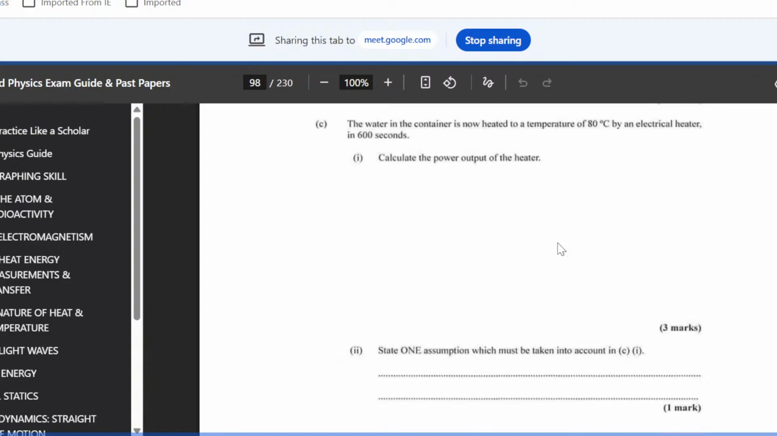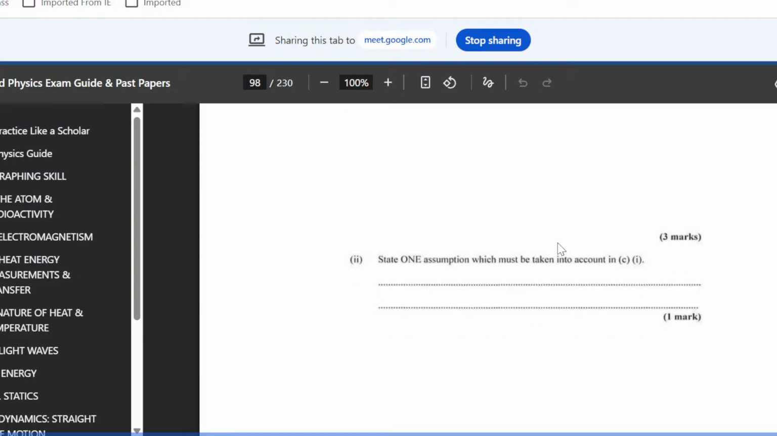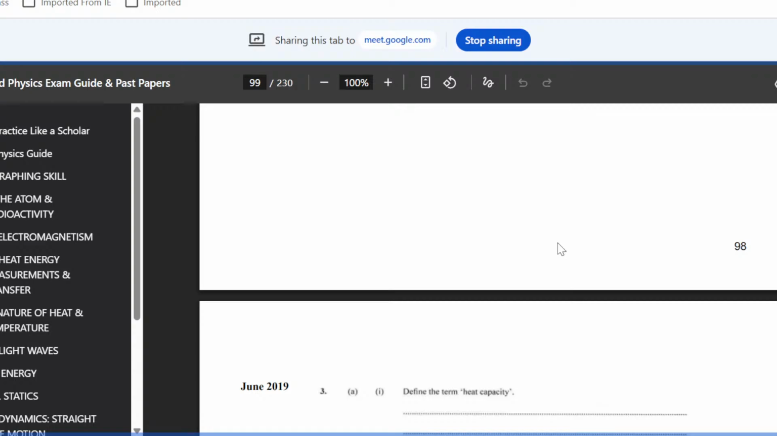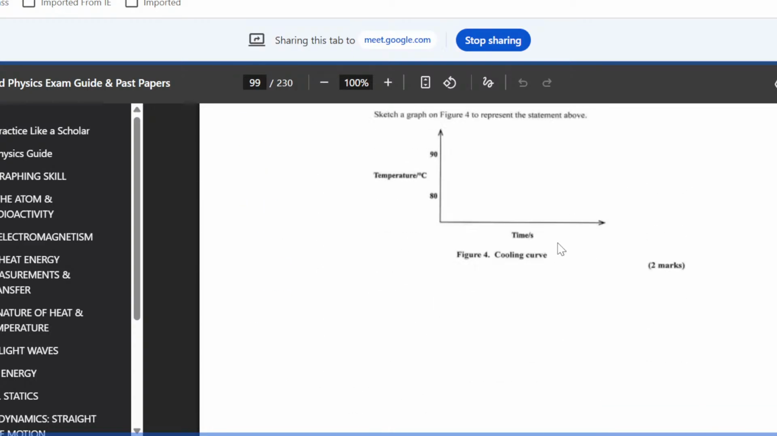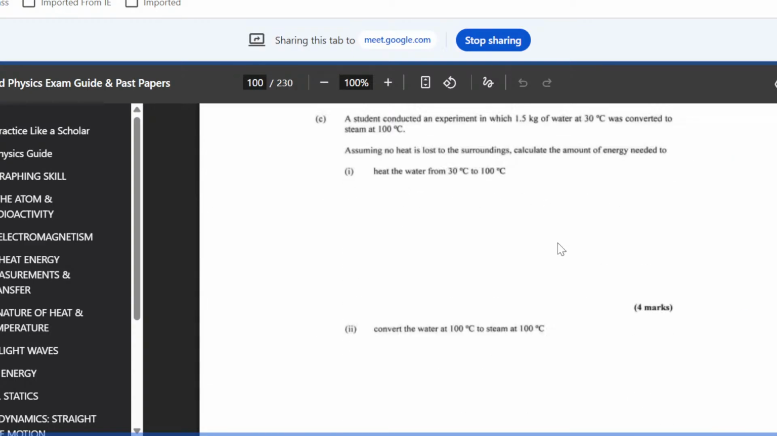Alright, state one assumption which must be taken in C1, or would have to be an assumption. Assume that there is no heat energy loss, no heat loss to the surroundings. We all agree with that. Yes, sir. Alright, so that's how you would deal with those types of questions.